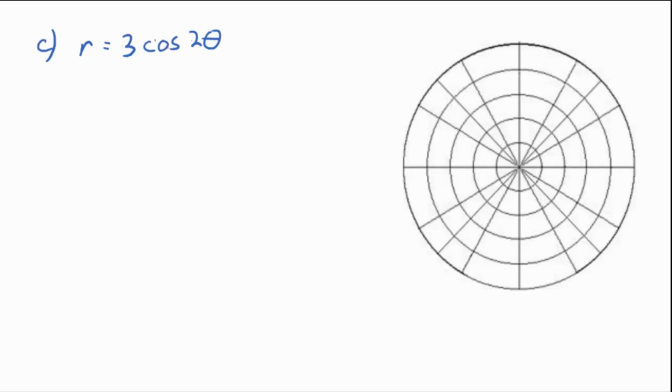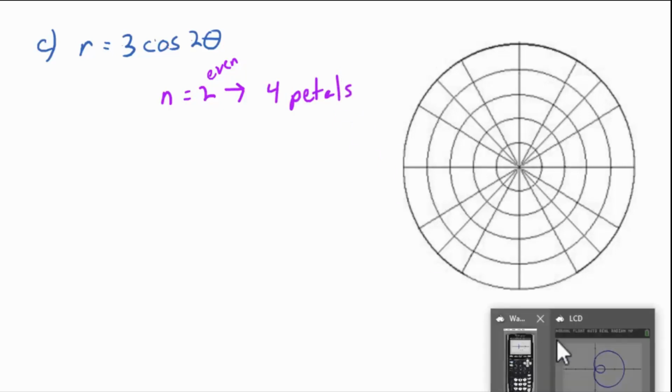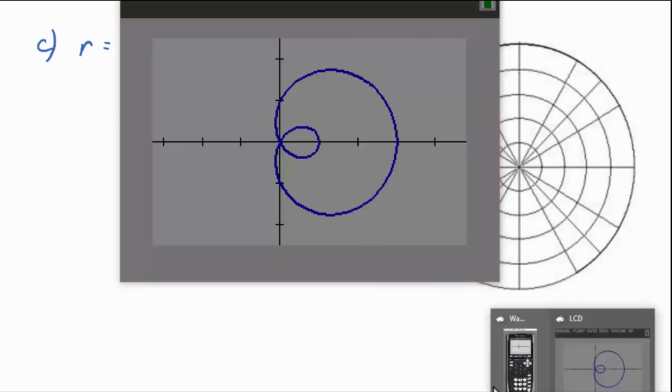If R is equal to 3 cosine of 2 theta, first of all, what's n? N is equal to 2. So how many petals? It's even. N is even. So there are 4 petals. We expect 4 petals. So when you graph it on the calculator, I'll do that, and then I'll show you how to do it by hand.